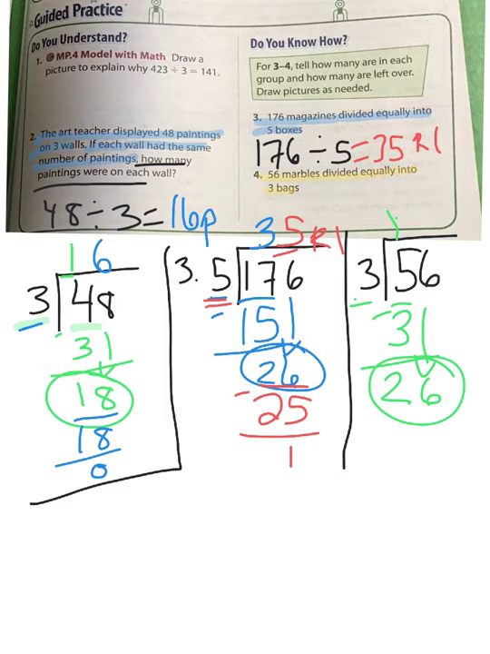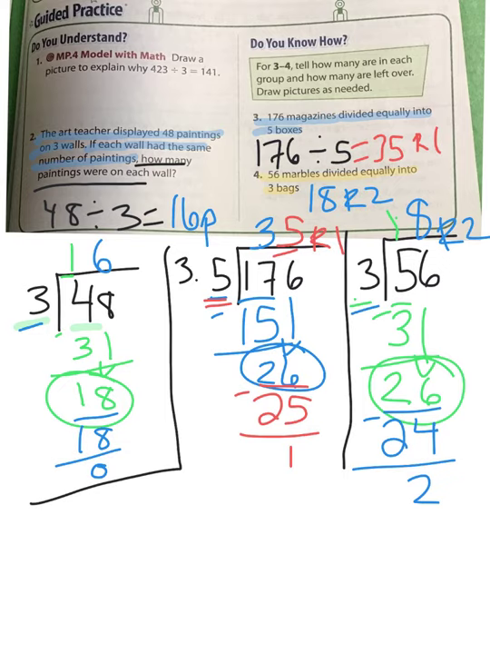So now I'm going to divide. How many times does 3 go into 26? Well, 3 times 7 is 21. 3 times 8 is 24. And 3 times 9 is 27, which would be too many. So 3 goes into 26 8 times. 3 times 8 is 24. Now I'm going to subtract, and I would get a remainder of 2. So there will be 18 marbles in each bag, and then there will be 2 marbles left over that will not go into a bag.